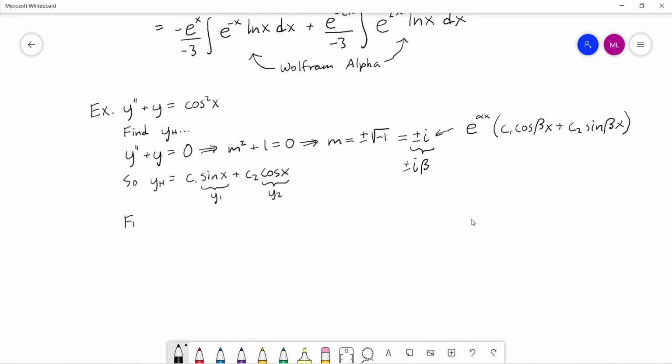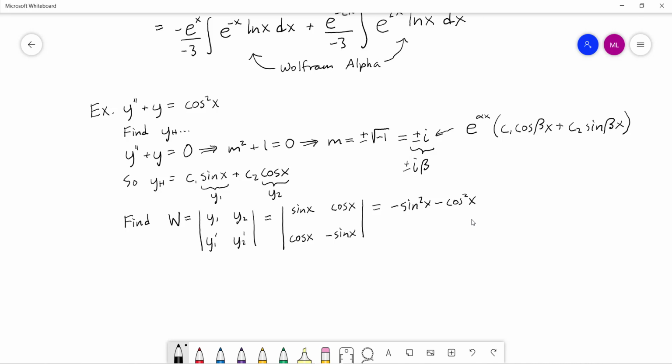So find the Wronskian, which again is y1, y2, y1 prime, y2 prime. For us, that's going to be sine of x, cosine of x. The derivative of sine is cosine, and the derivative of cosine is negative sine. And when we do our multiplication, I'm going to get negative sine squared of x minus cosine squared of x, which simplifies to negative 1. So our Wronskian in this case is simply negative 1.